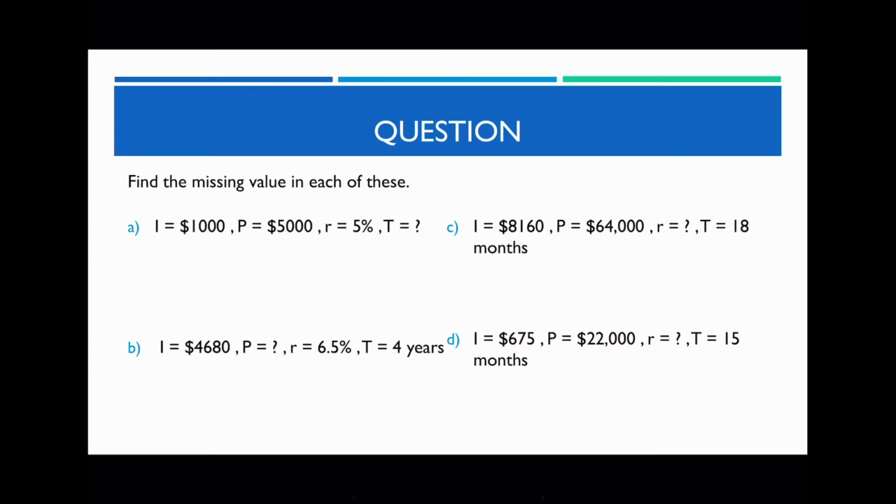Please pause the video right now so you can answer these 4 questions. We're trying to find out what the missing value is. So for part A, you're trying to find out the time period. So therefore, please use this formula over here. Substitute all the values in. You should get an answer of 4 years.